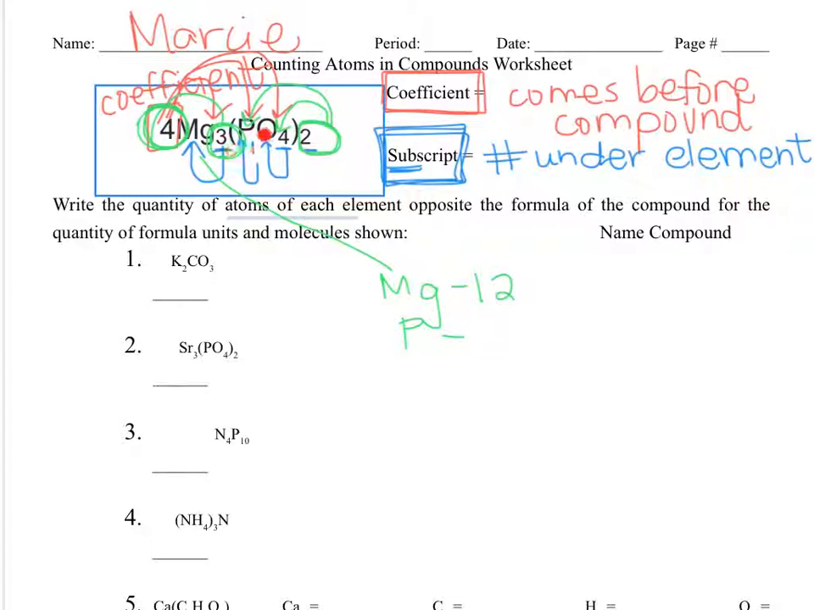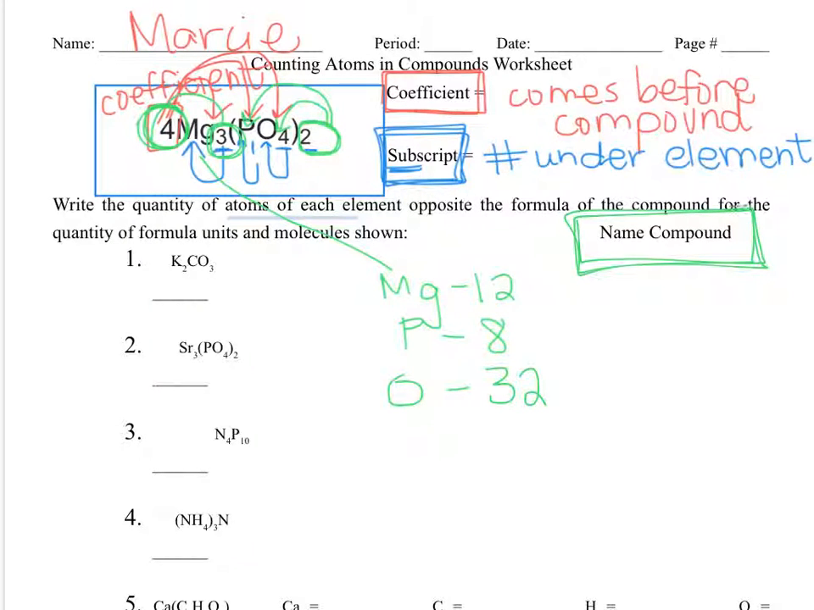there are 1 inside the parentheses times 2 outside the parentheses for a total of 2 times the 4 in the coefficient, and that's going to bring us to a total of 8. Then we get to oxygen. Oxygen, there's 4 inside, times 2 outside, which is 8, times the 4 in front of the coefficient, which is going to equal 32.